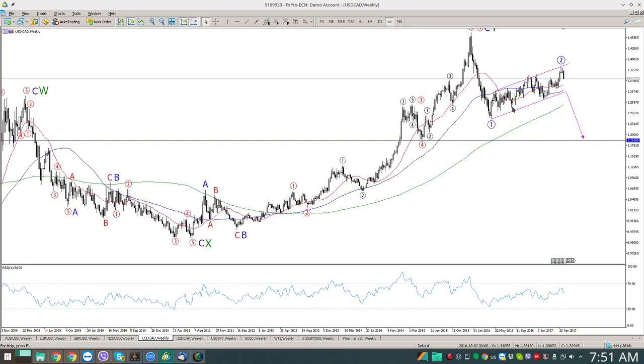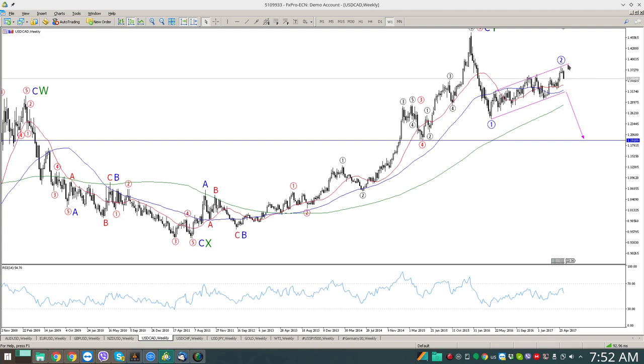It is a very, very complex correction here, which you can see on my previous posts, previous articles, updates, and reports on the loony. It is a correction that is WXYZ for a completed wave 2 here. Again, I cannot be completely confident that this is the end of wave 2.